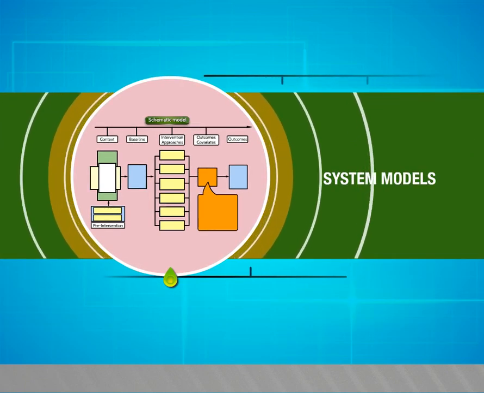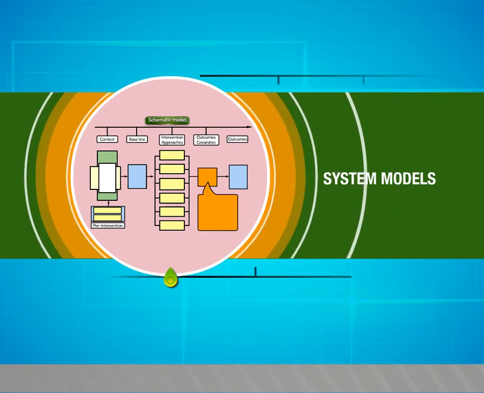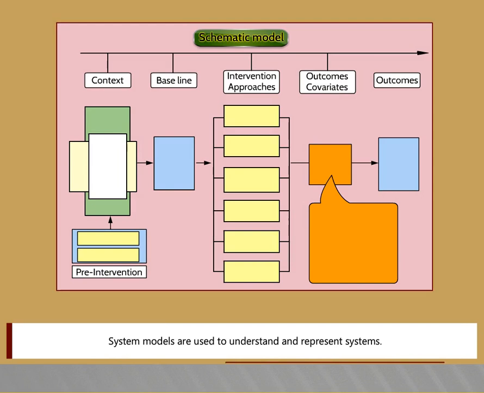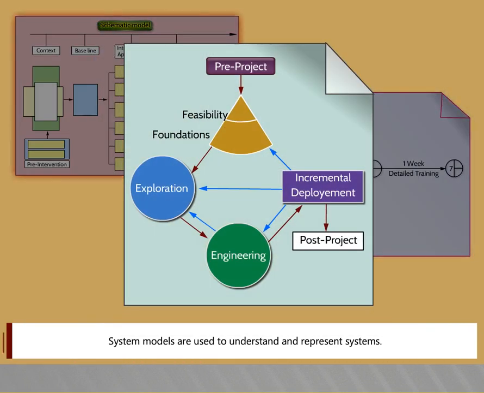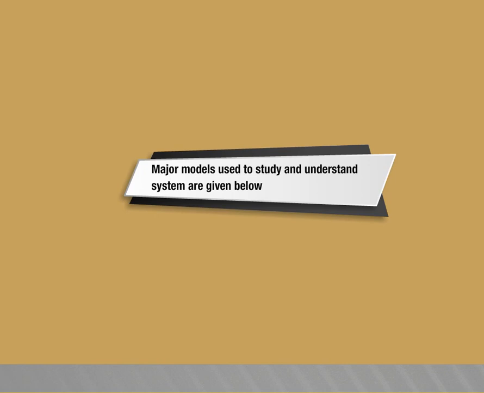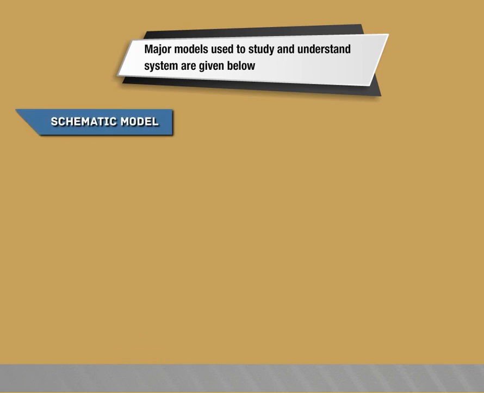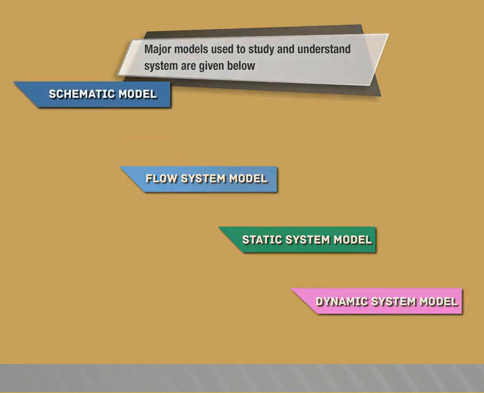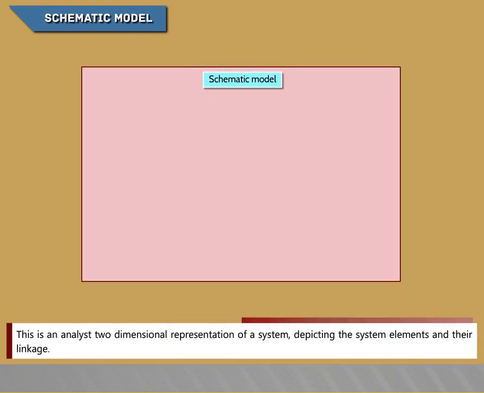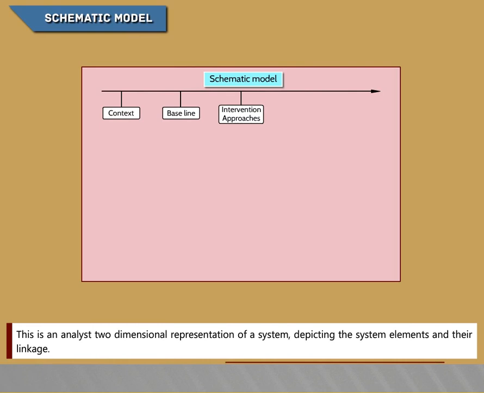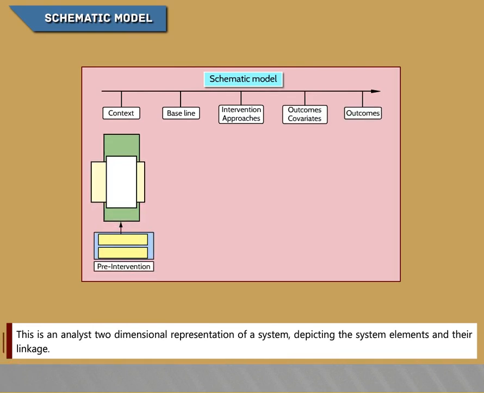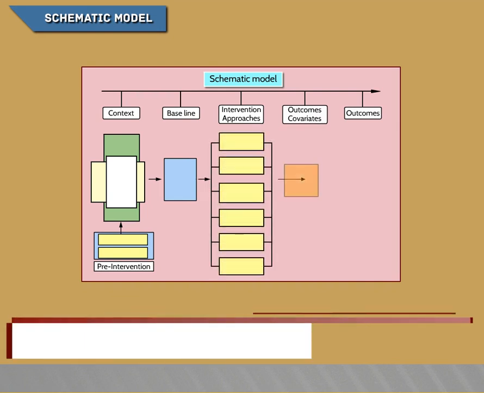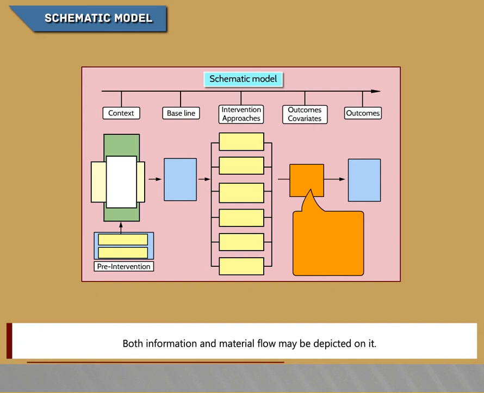System models. In this video, we are going to see about system models. System models are used to understand and represent systems. Major models used to study and understand system are given below: schematic model, flow system model, static system model, dynamic system model. Schematic model. This is an analyst's two-dimensional representation of a system, depicting the system elements and their linkage. Both information and material flow may be depicted on it.